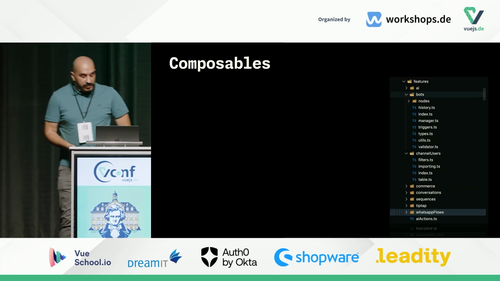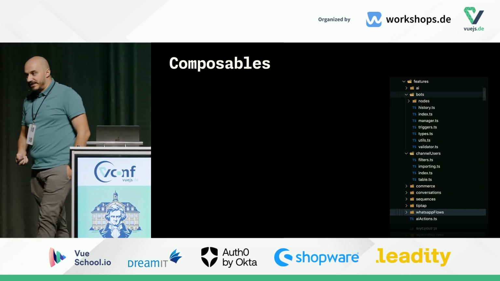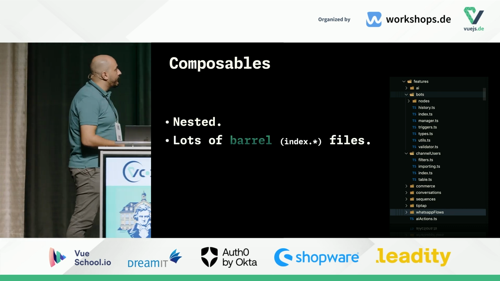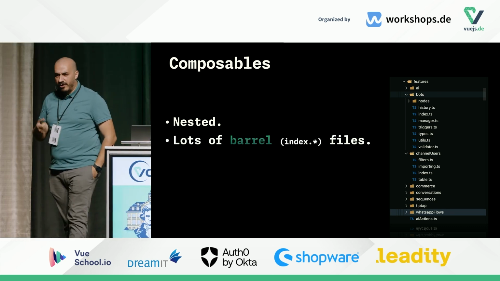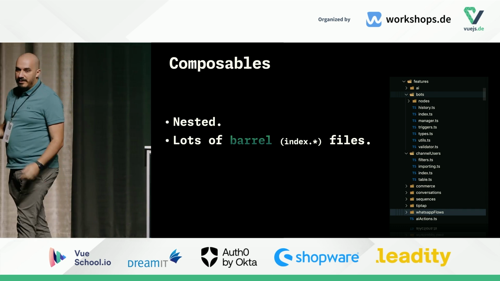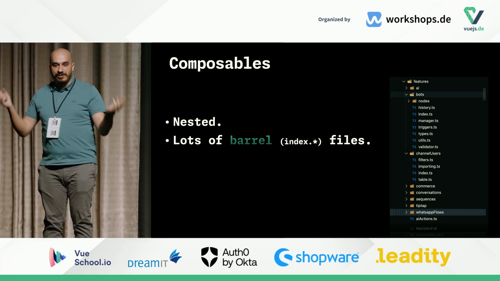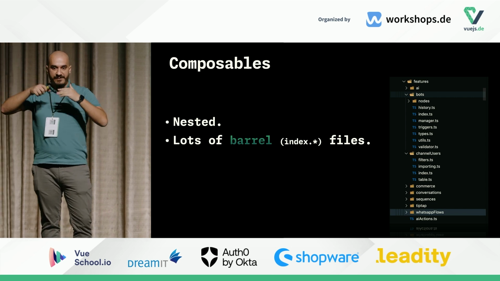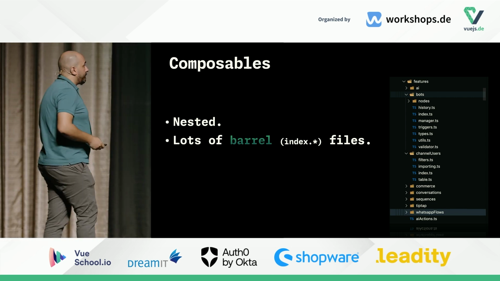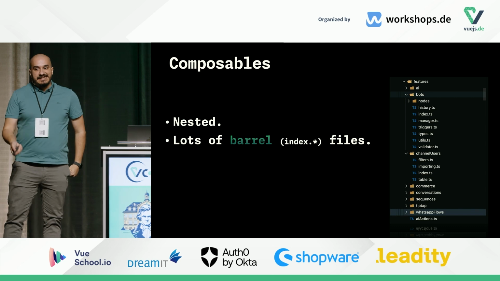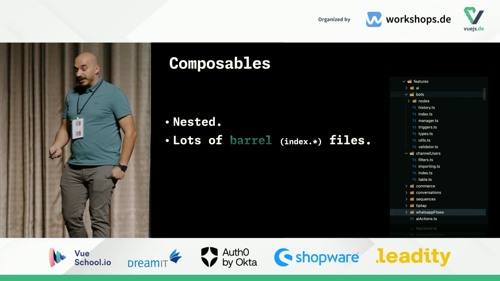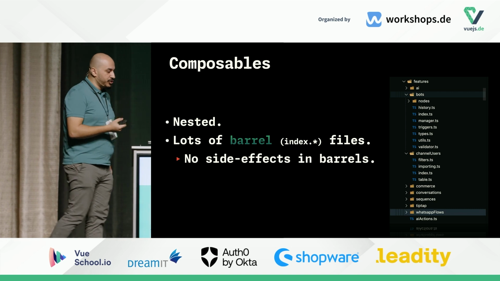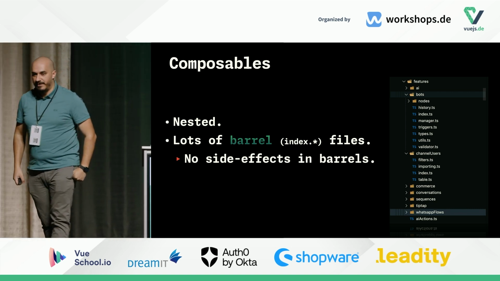Let's talk about composables. Oh, we don't follow the same rules here. They are nested, but we make heavy use of something called barrel files. If you are not familiar with them, barrel files are index.js, index.ts, index.whatever file that exports everything or combines everything inside that folder. We use it to make importing stuff from deep modules easier, but there are a couple of rules to make sure that you don't mess it up with barrel files.